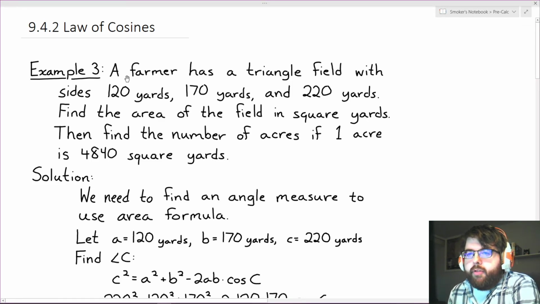So here's Example 3, a word problem. A farmer has a triangular field with sides 120, 170, and 220 yards. Find the area of the field. Then find the number of acres. Well, that last part's just busy work. We need to find an angle measure to use the area formula. So we want to find the area given 3 sides of a triangle.